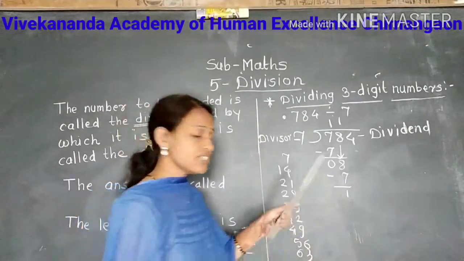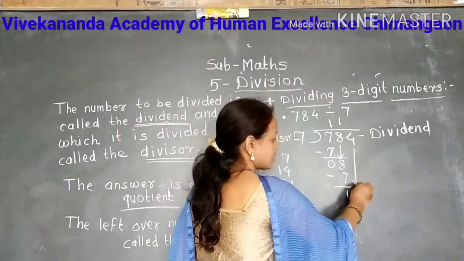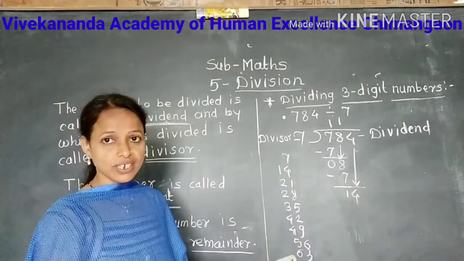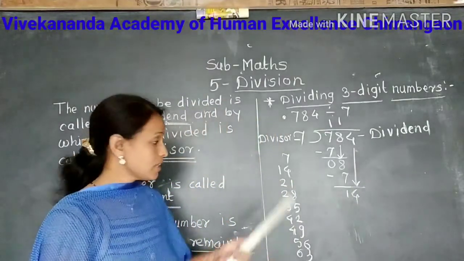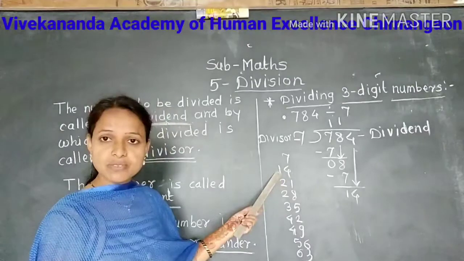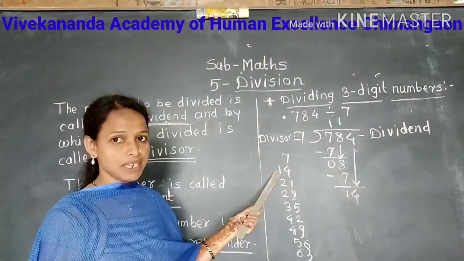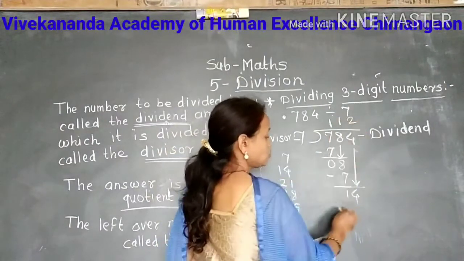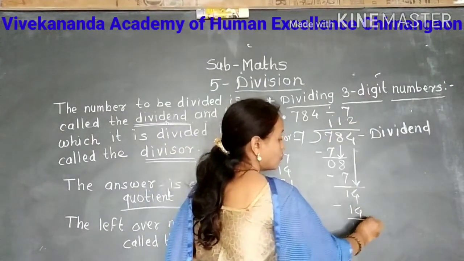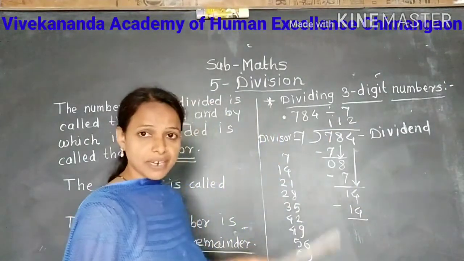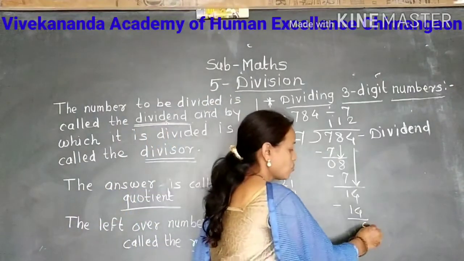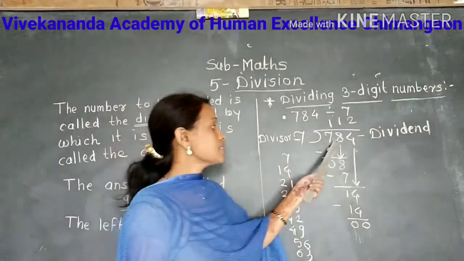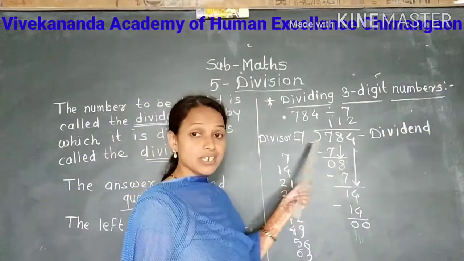Now the remaining digit is 4. So we take it down right here. 14. Now we have to divide 14. 14 is a multiple of 7, the second multiple of 7. 7 twos are 14. So the quotient will be 2. Now subtract. 4 minus 4, 0. 1 minus 1, 0. In this way, we solve 784 by 7.